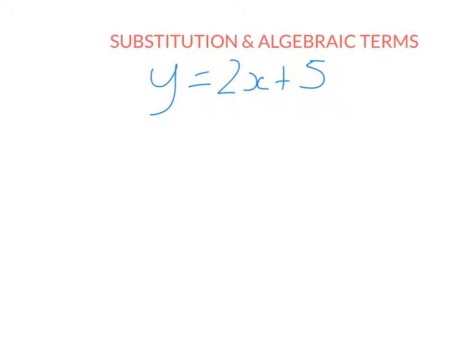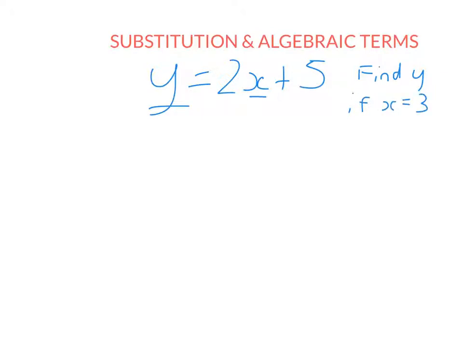This here is a rule because it has two variables, x and y, and one of them is the subject of the equation. Y is the subject because it's y equals something. So what we might be asked to do is find y. What will be the value of y if, let's say, x equals 3?